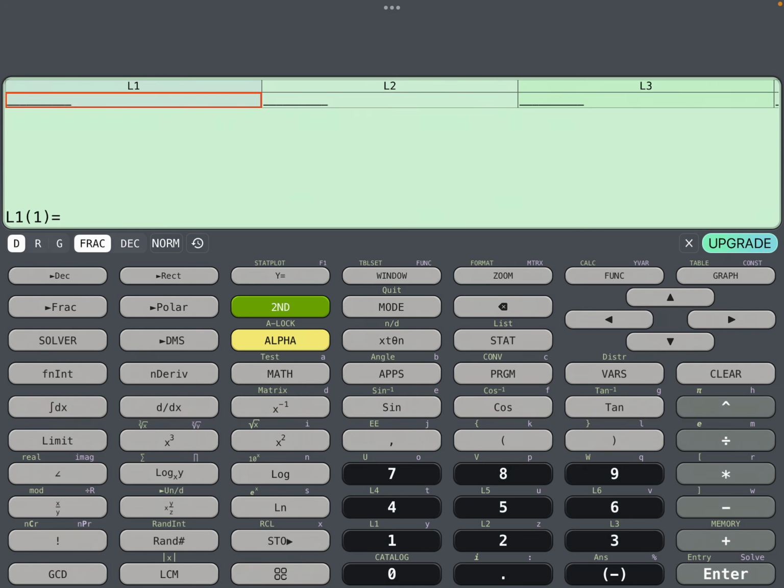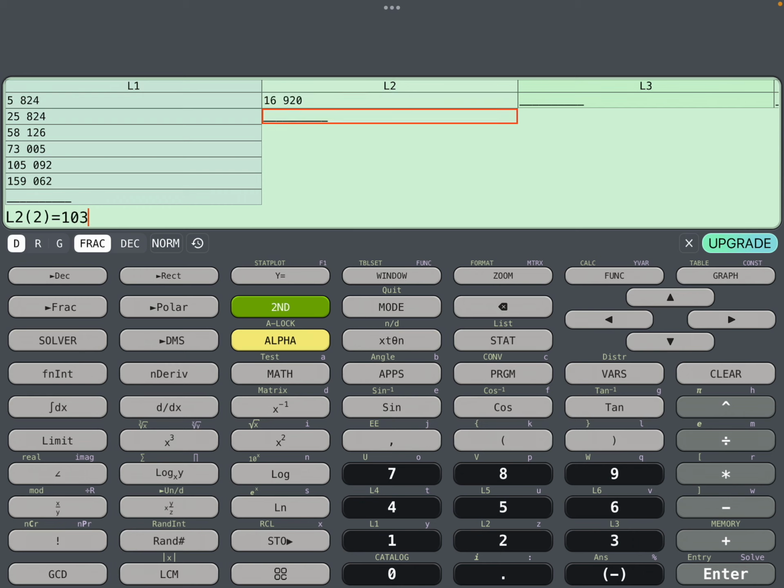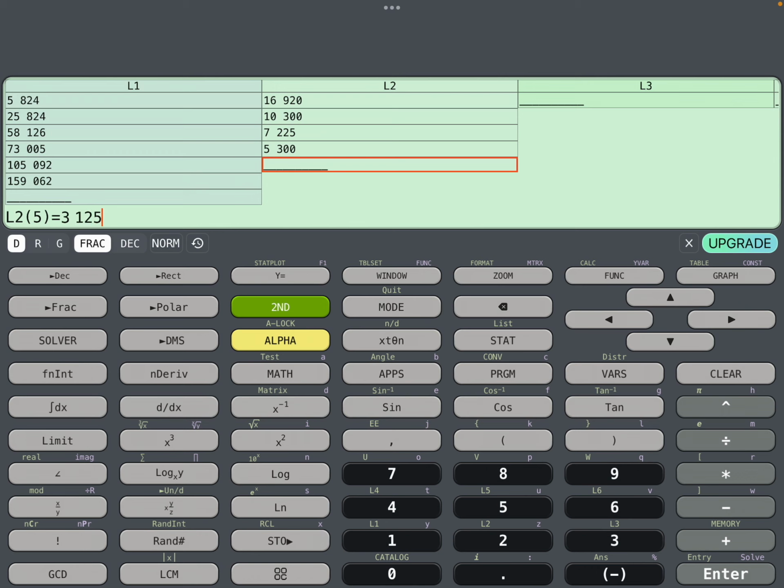So for my M, or my X values here, it's 5,824, 25,824, 58,126, 73,005, 105,092, 159,062, and I go over to my L2 and type in the V, or the value, 16,920, 10,300, 7,225, 5,300, 3,125, and last but not least, 1,800.